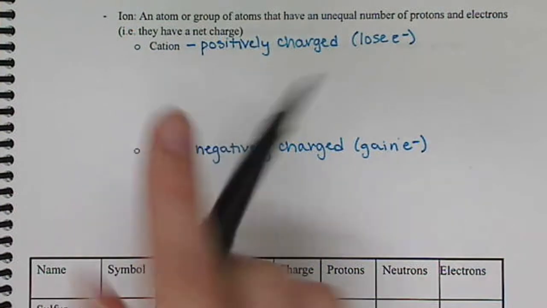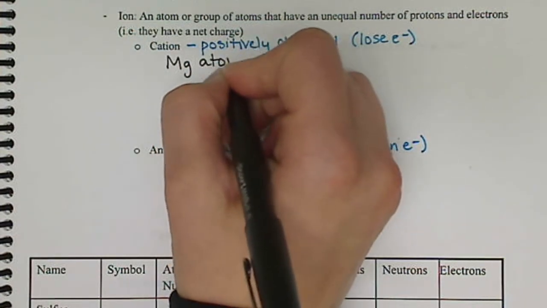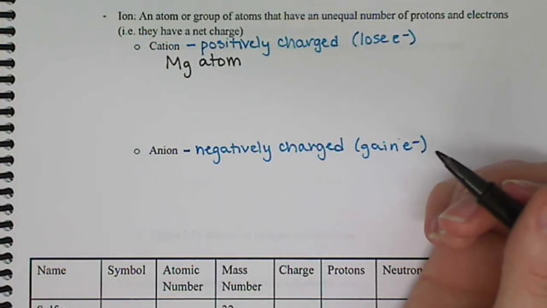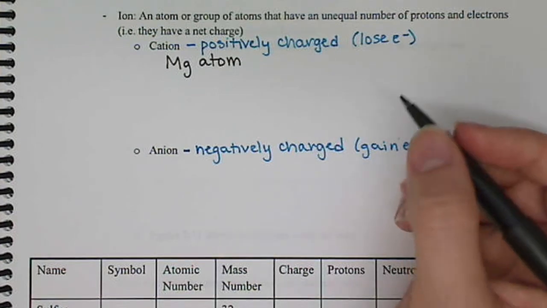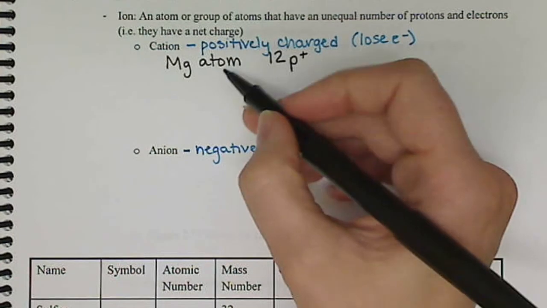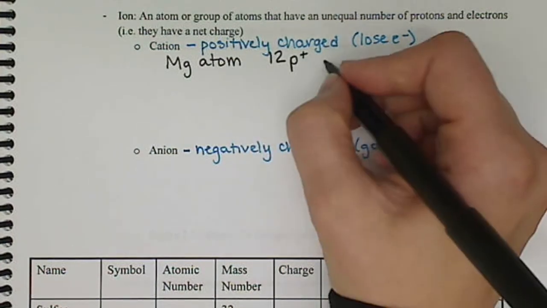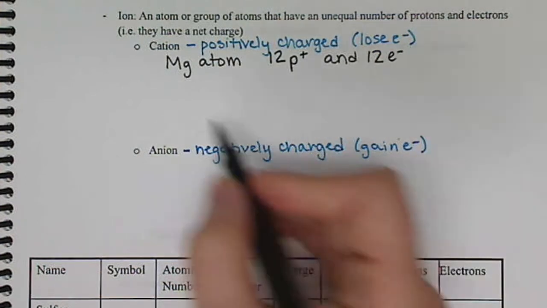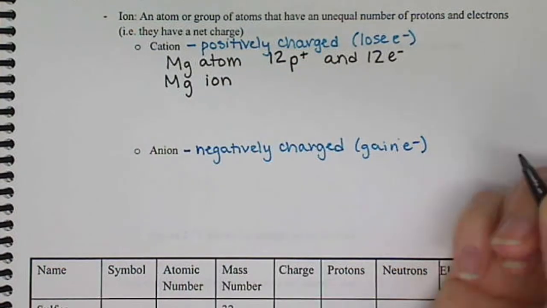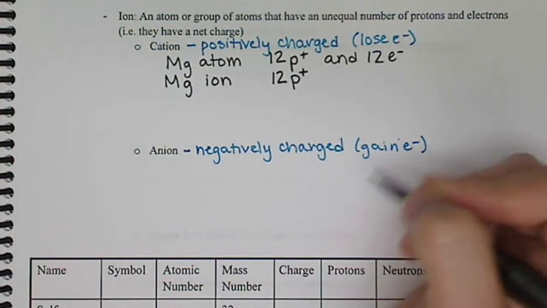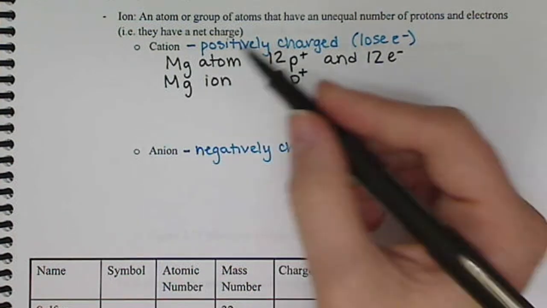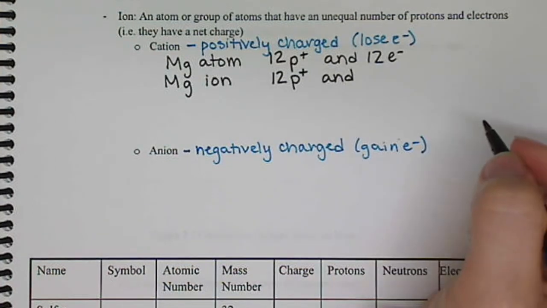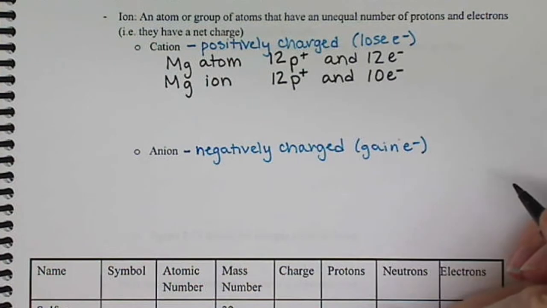If we look at an example of a cation, say a magnesium atom, we want to look at how many protons it has, so we consult a periodic table, and we notice it has an atomic number of 12, so it has 12 protons. Atoms are always charge neutral, so it's going to have 12 electrons. When we form a magnesium ion, the number of protons stays the same because if we change the number of protons, we change the element, and that's not what we're doing here. We're changing the charge on that element. So 12 protons. Magnesium loses 2 electrons, so it ends up with 10 electrons.